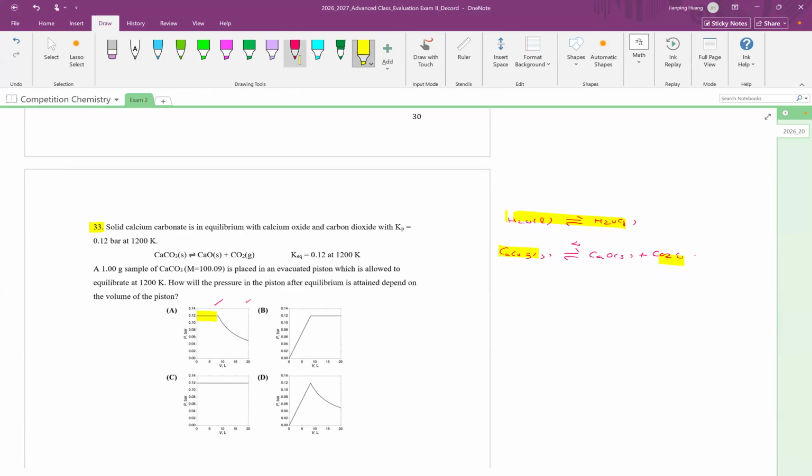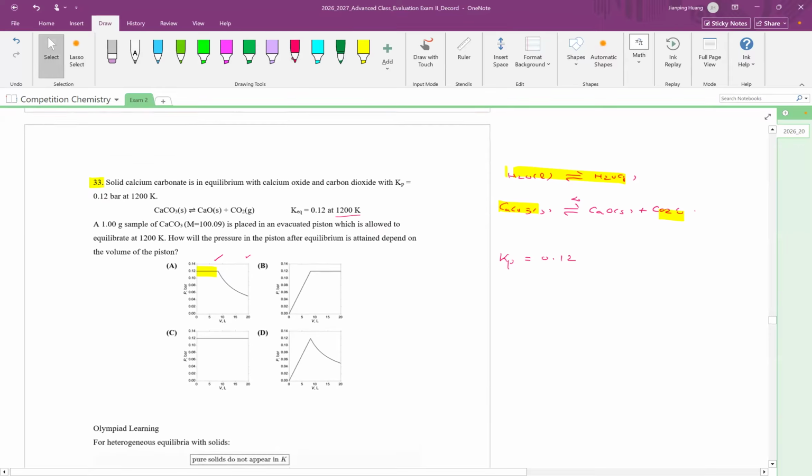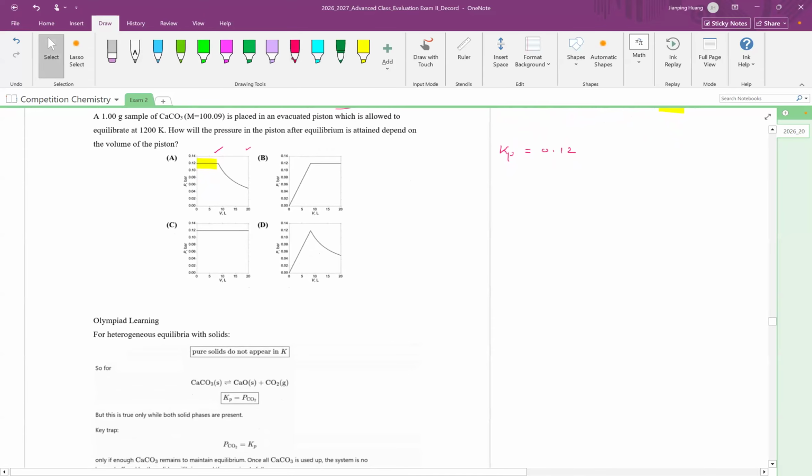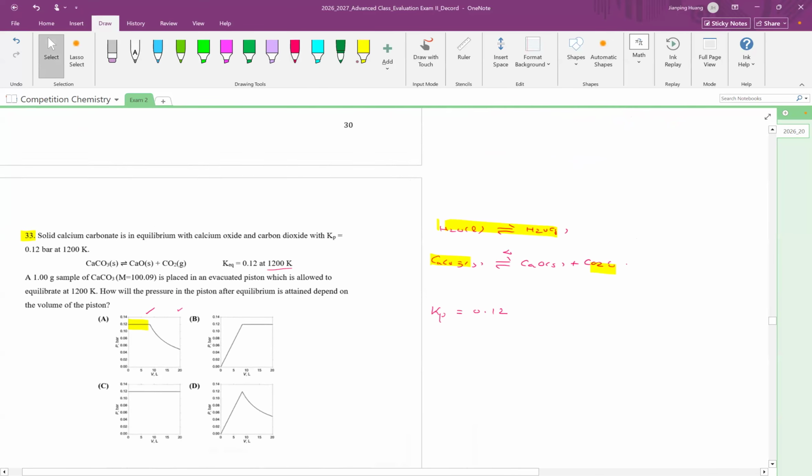Kp. Kp is the equilibrium constant. At this temperature, it should equal 0.12. That's it. Now, of course, the landing point we'll discuss in a minute. I'm going to do this question, okay?